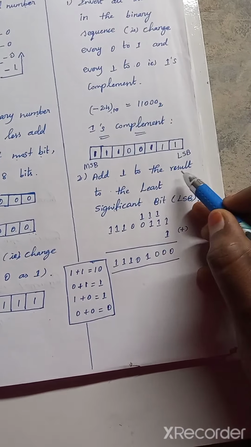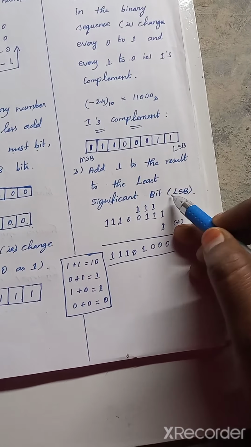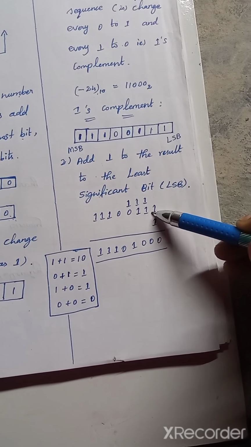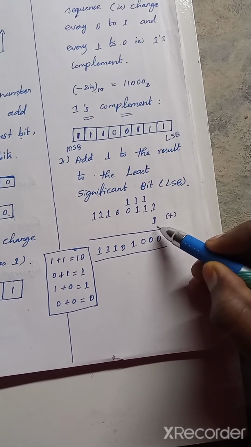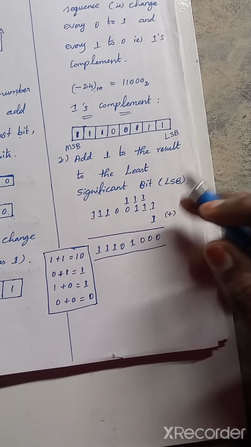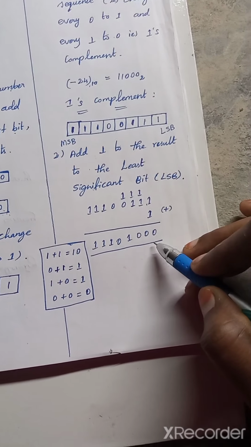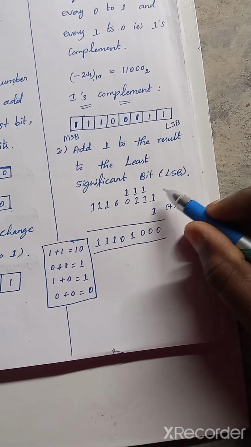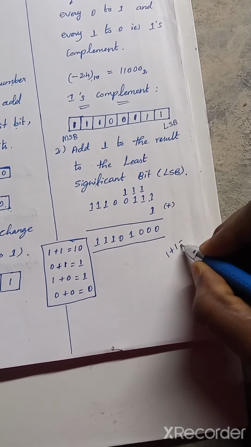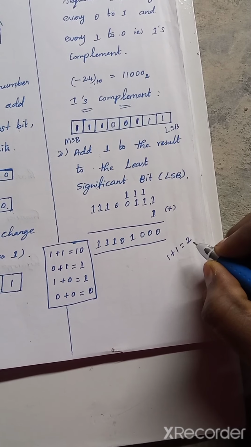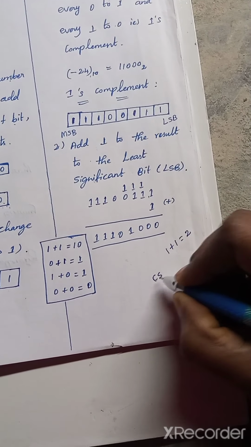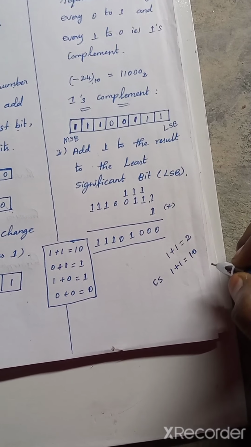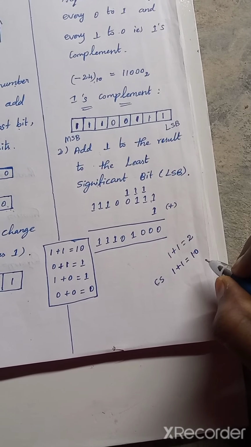Add 1 to the result at the least significant bit. Here we are taking these values plus adding 1. Okay, the result is, okay, how to add these numbers? In mathematics 1 plus 1 is equal to 2, but in computer science 1 plus 1 is equal to 10. Okay, this is the difference.